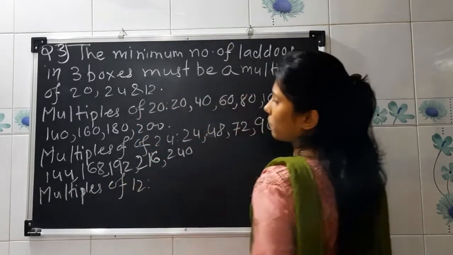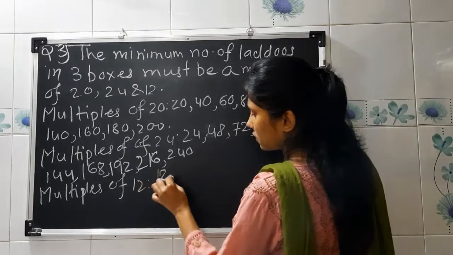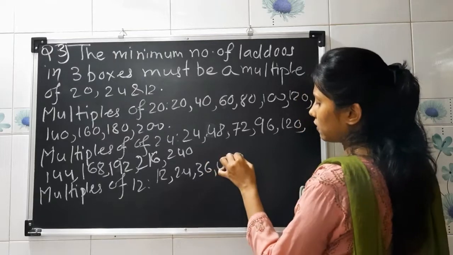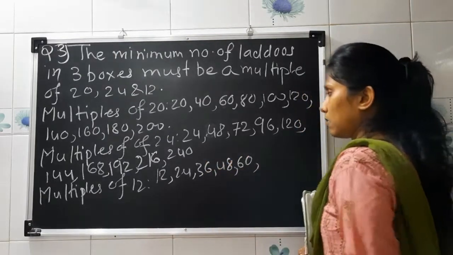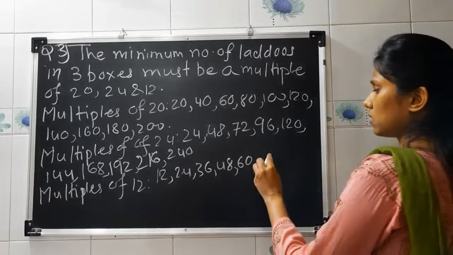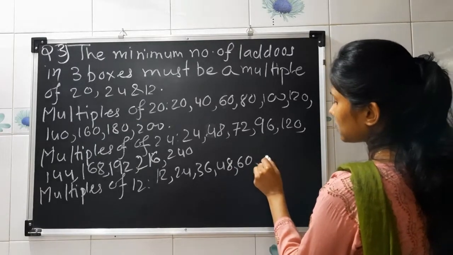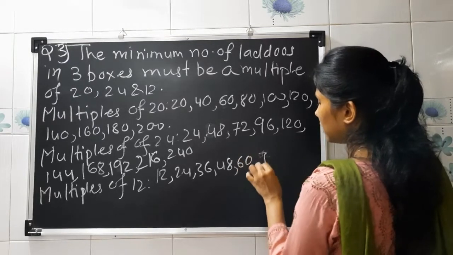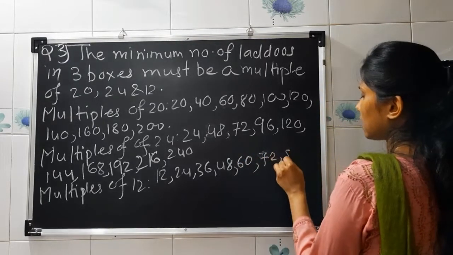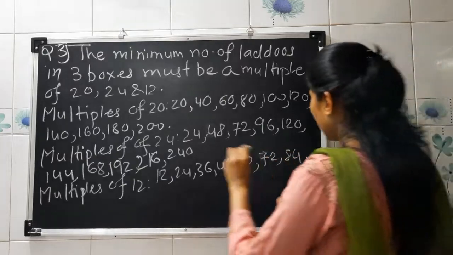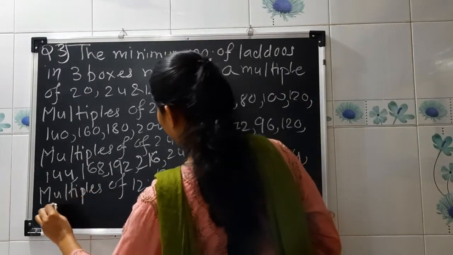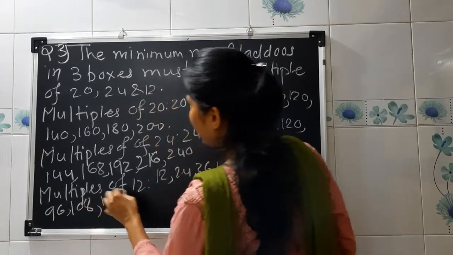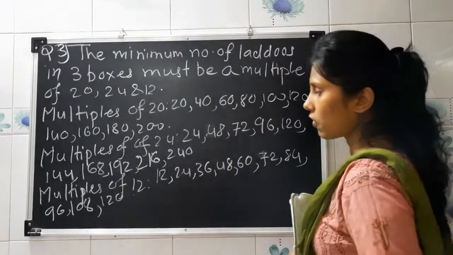Then we will find the multiples of number 12. 12 ones are 12, 12 twos are 24, 12 threes are 36, 4s are 48, 5s are 60, 6s are 72, 7s are 84, 8s are 96, 9s are 108 and 120. So these are the multiples of all these 3 numbers.